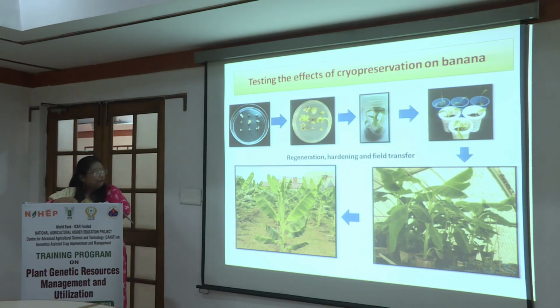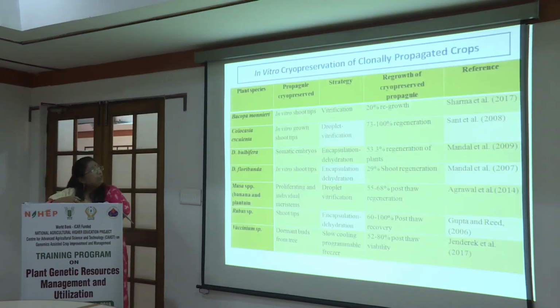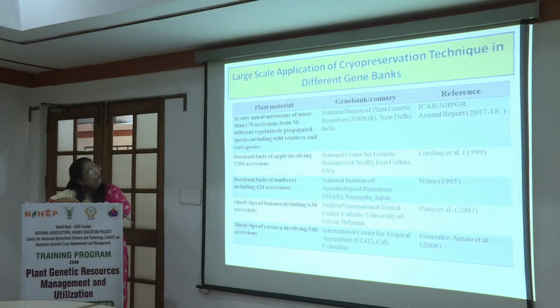This is an example of banana that we have done. The cryopreserved material has been transferred to the field and it has fruited very well, not only here in Delhi, we have also shared it with our partners in Trichy, and they also reported no effect of cryopreservation on the genetic stability of banana. These are some of the other crops where various explants have been used using various strategies, and these have been cryobanked here and in other laboratories.